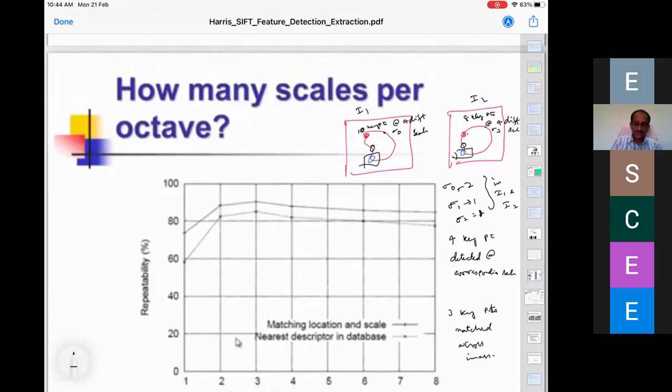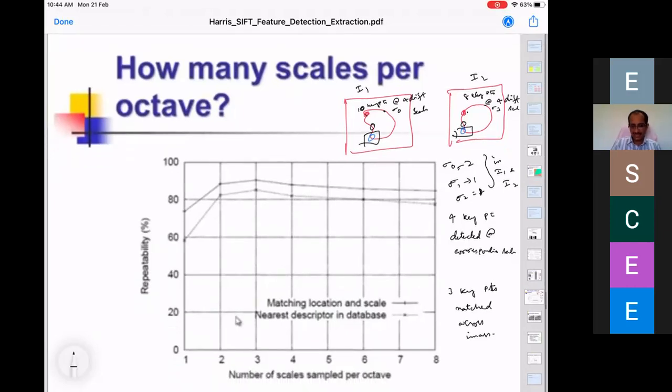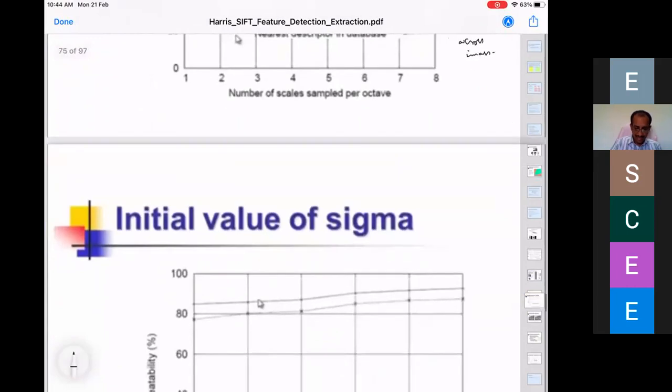Then I will try to see how accurate the matching is if I consider across 5 scales, what is the accuracy in matching if I consider across 6 scales, and so on. And then based on that, we will decide on the number of scales, number of octaves, and so on. Okay, so hope matching is by nearest neighbor. So hope this is clear.